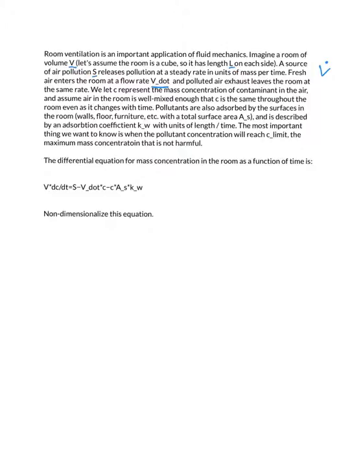Let me see, we let C represent the mass concentration of contaminant in the air and assume air in the room is well mixed enough that C is the same throughout the room, even as it changes with time. So what does that mean? That means C is the same here and here, but they both change as time goes on.